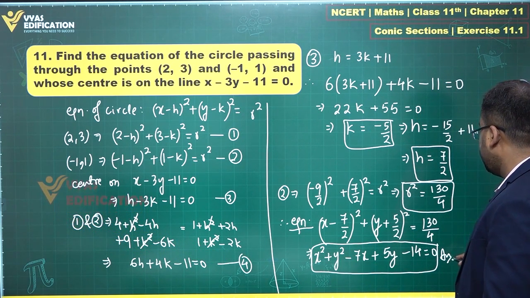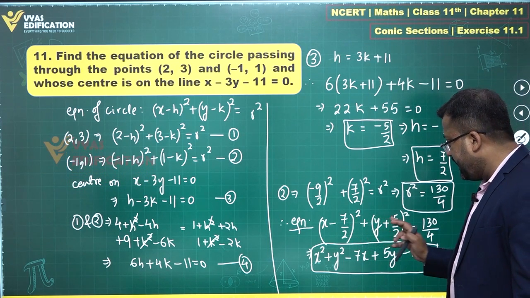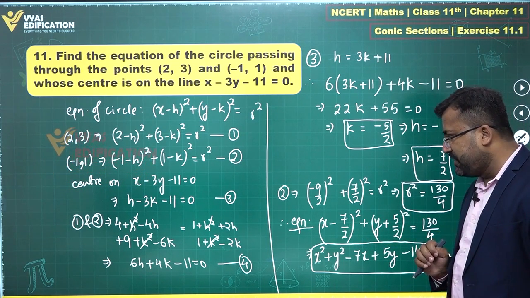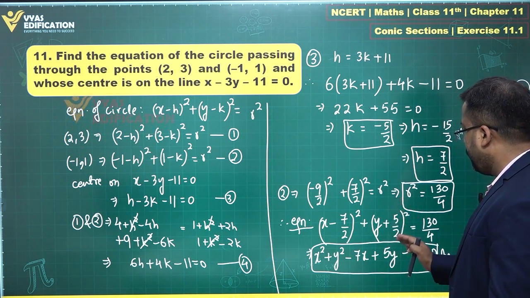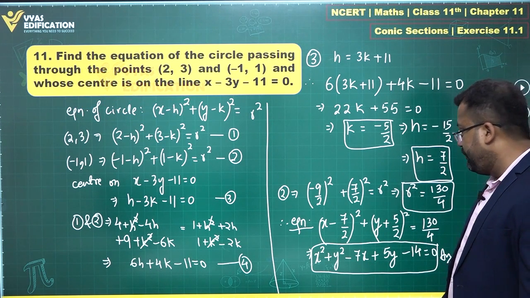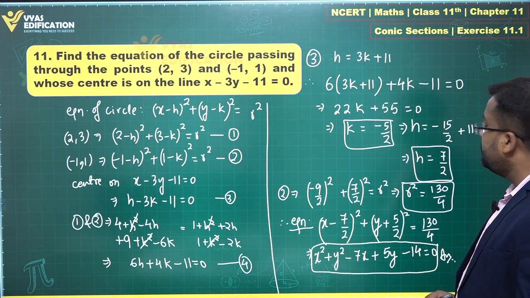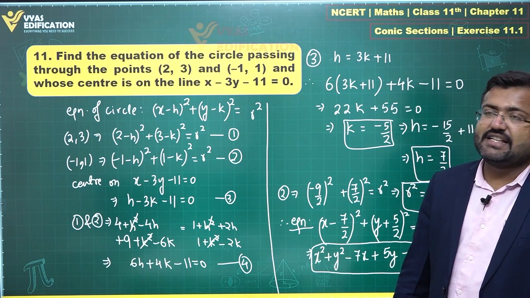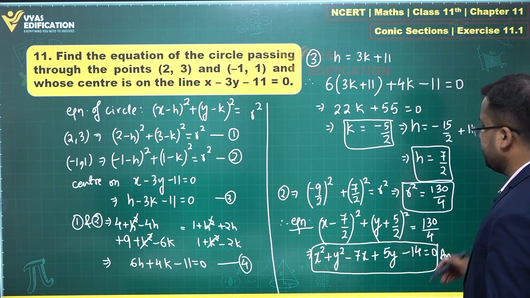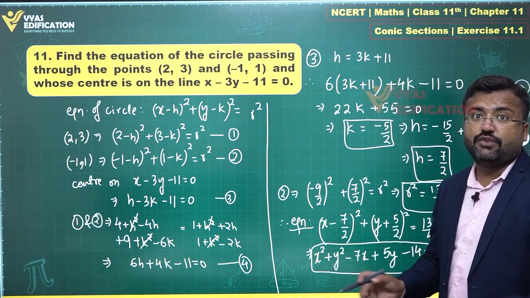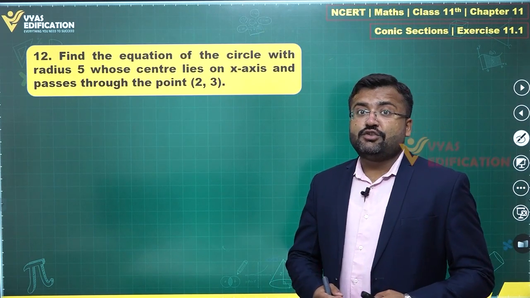Let's check the calculations once again. We have 49 and we have 25. That will become 74 over here. 74 upon 4 minus 130 upon 4 will actually be minus 56 upon 4, which is minus 14. Yes, that's the answer for this 11th question for us over here. Let us discuss this 12th question next.